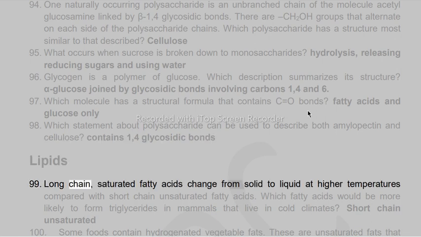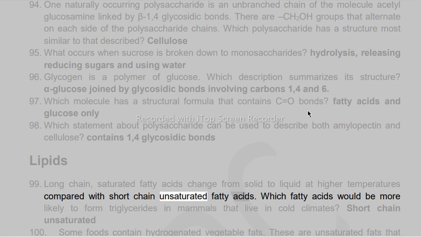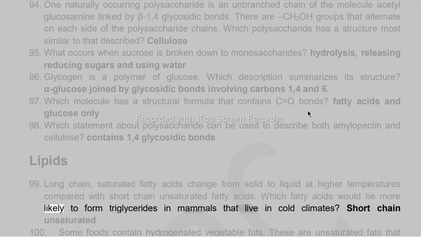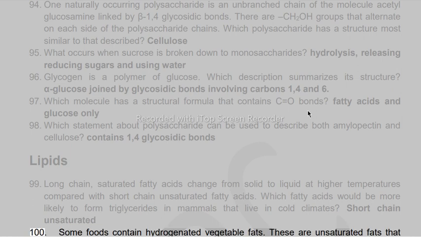99. Long chain, saturated fatty acids change from solid to liquid at higher temperatures compared with short chain unsaturated fatty acids. Which fatty acids would be more likely to form triglycerides in mammals that live in cold climates? Short-chain unsaturated.